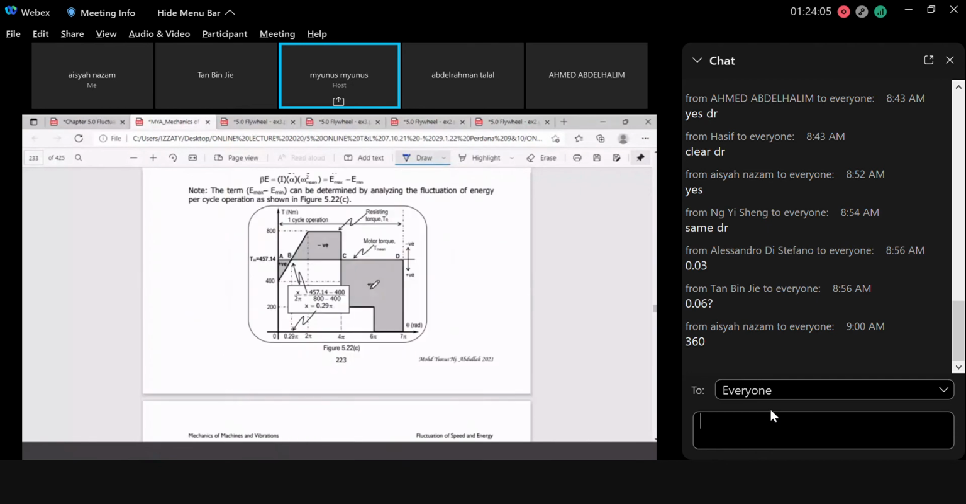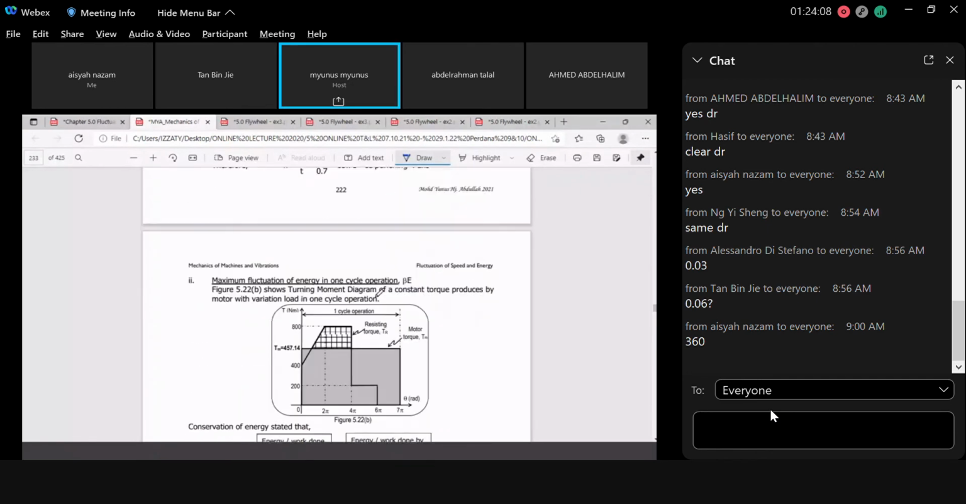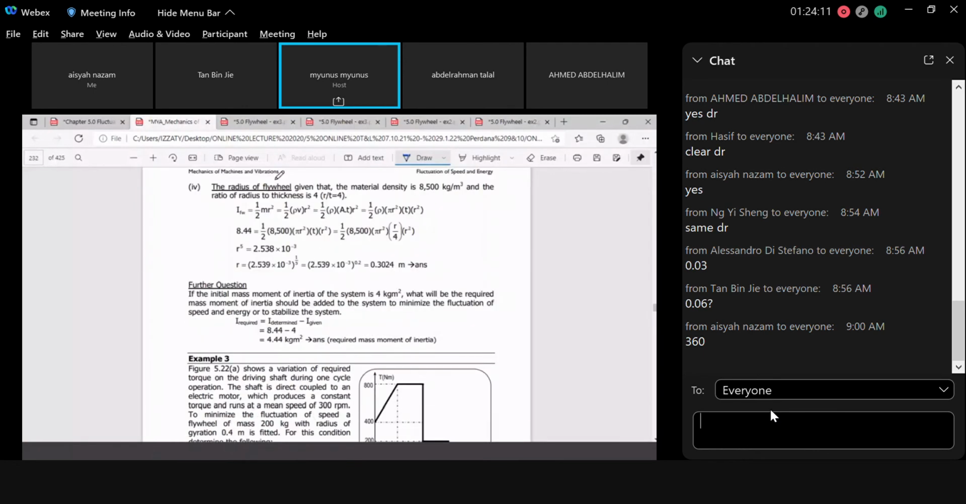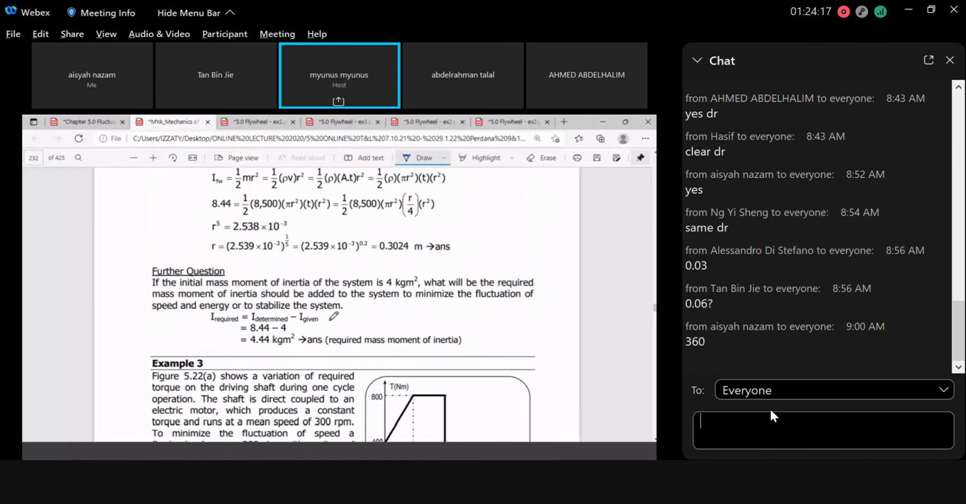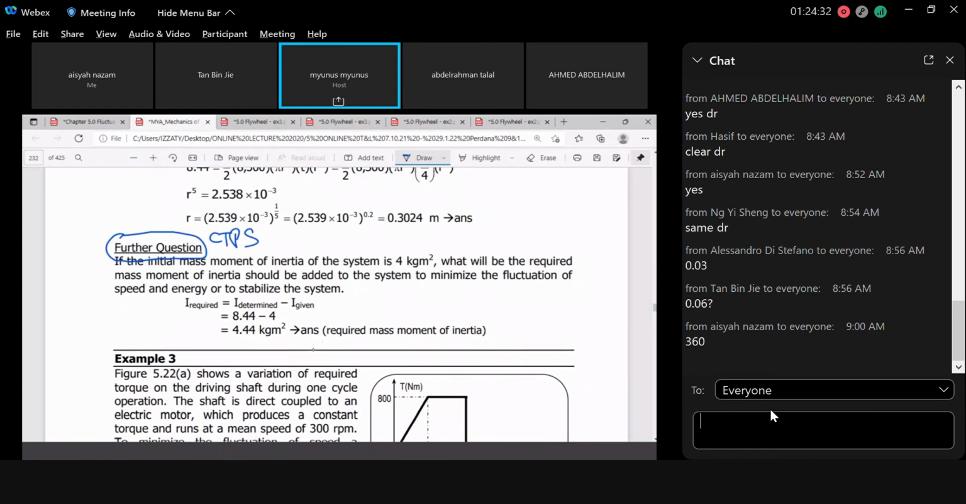We just now calculated 8.44. You have this one in your notes also. This one is a further equation. Typically in exams, they ask you this, the CTPS, critical thinking problem solving equation. If the initial mass moment of inertia is 4 kilogram meter square, what would be the required mass moment of inertia to be added to the system to minimize the fluctuation of spin energy or to stabilize the system?